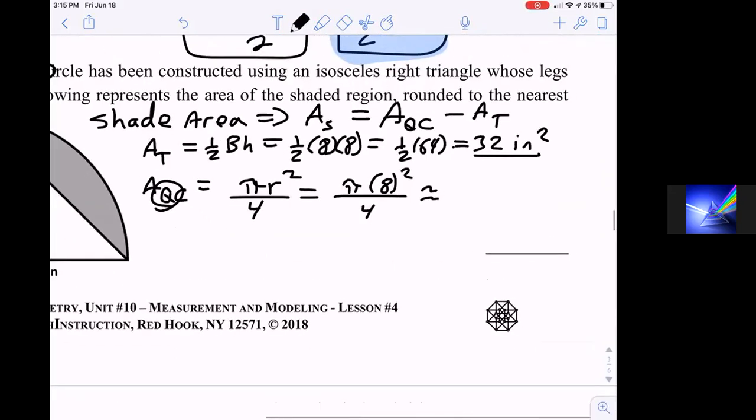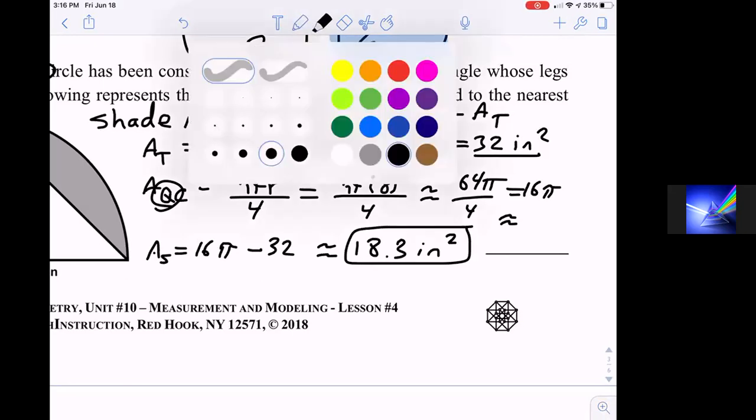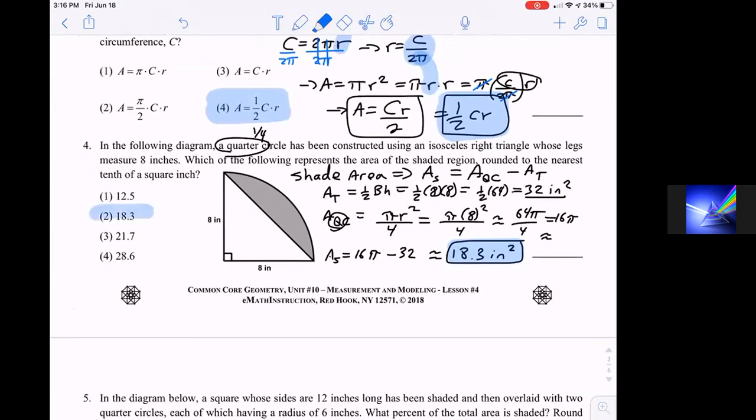And we get 64 pi over 4, which is 16 pi. And that approximates, we're going to go ahead and take the shaded area. So A sub S is going to be 16 pi minus 32. And when you subtract those, you approximately get about 18.3 square inches. Which is option number 2.